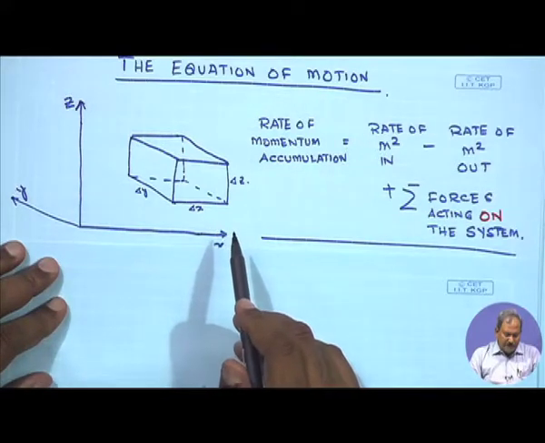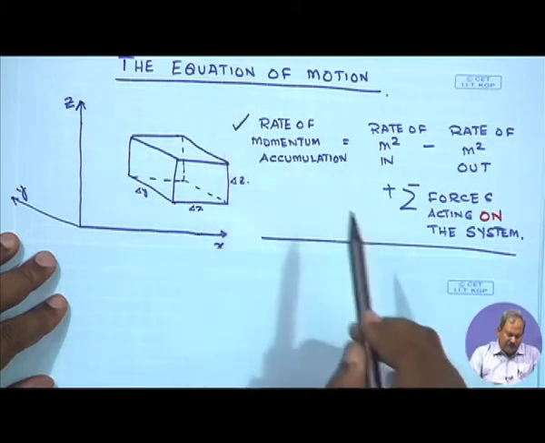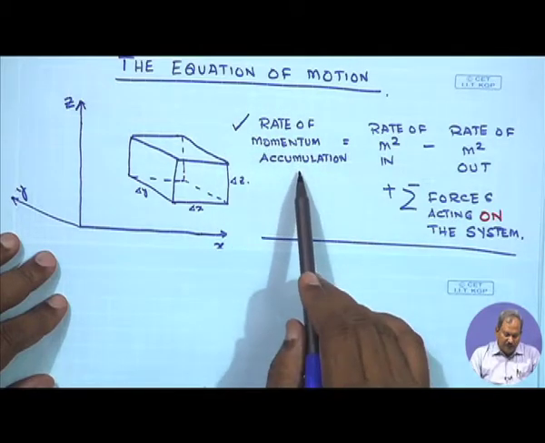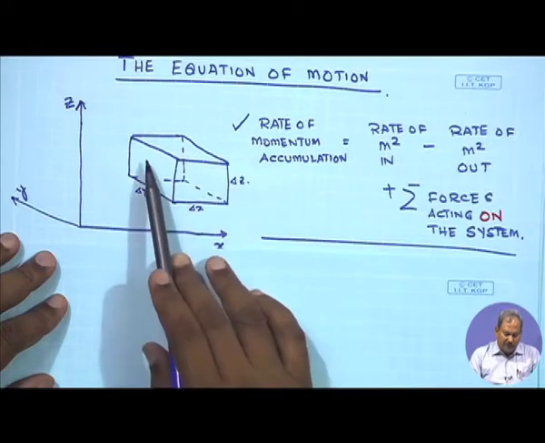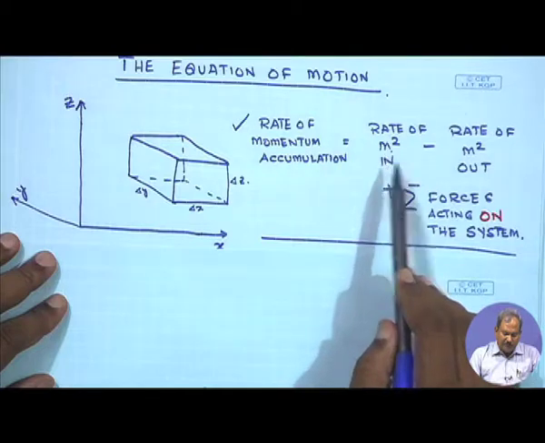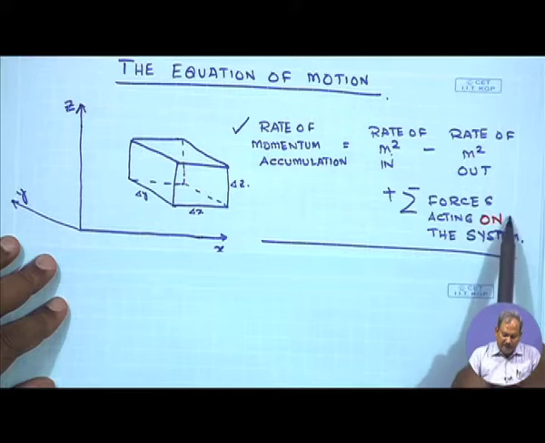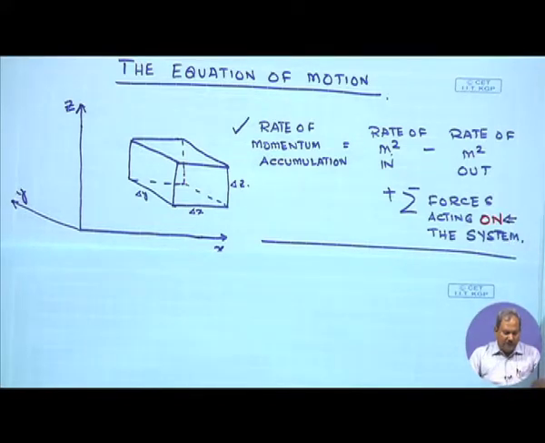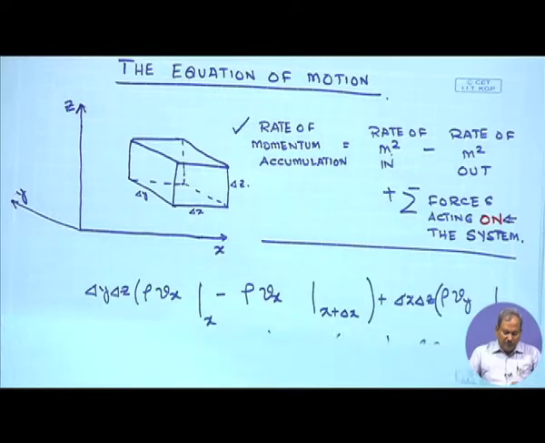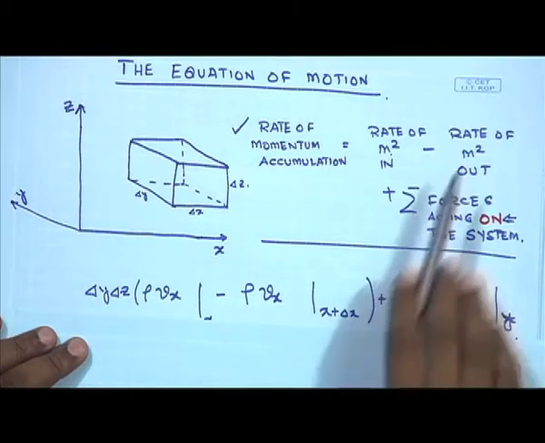So you understand that the equation that I have just described would be: the rate of momentum accumulation in the control volume must be equal to the rate of momentum in minus the rate of momentum out plus the sum of all forces acting on, and this is important, acting on the system. So let's see how the convective momentum comes into the system.